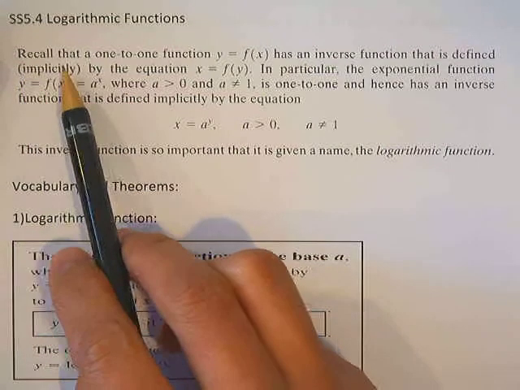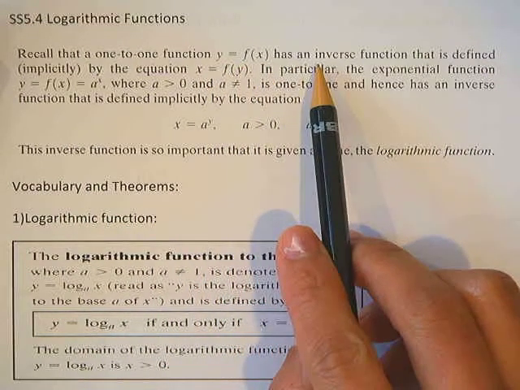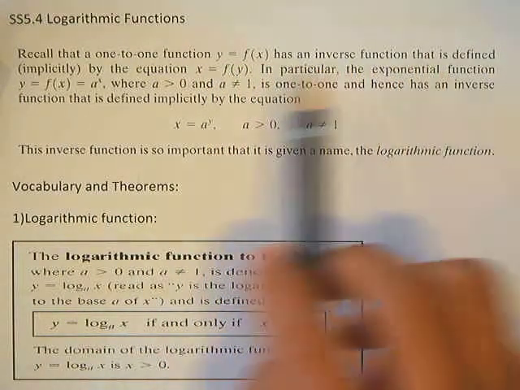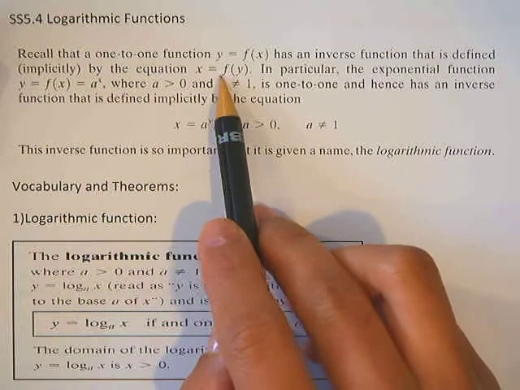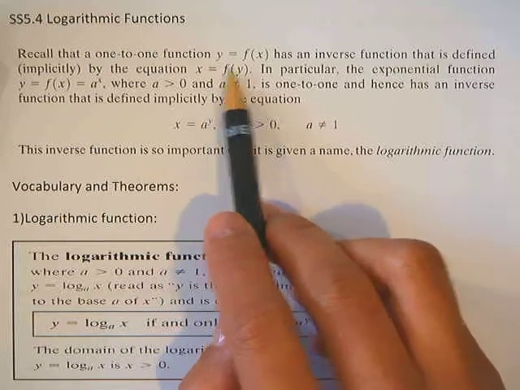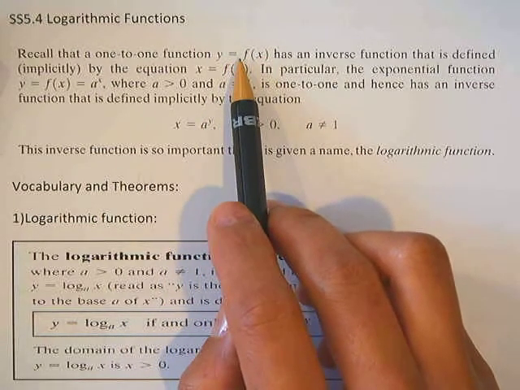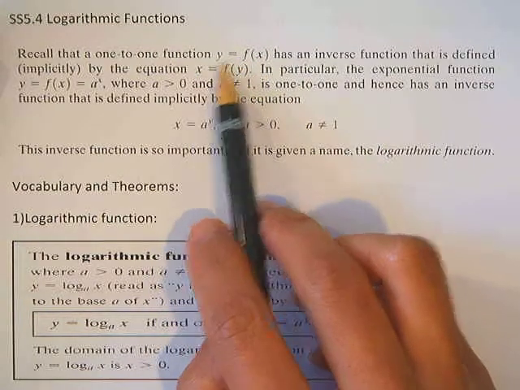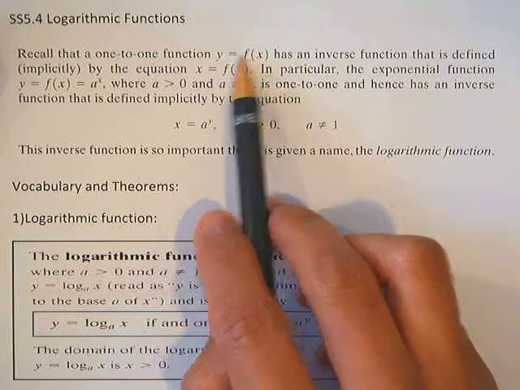Recall that a 1-to-1 function y equals f of x has an inverse function that is defined implicitly by the equation x equals f of y. Okay, so let's talk about this. Y equals f of x is a regular function, right? It has an inverse, which means we are switching. Y is now x and x is now y. So we're switching the variables here.